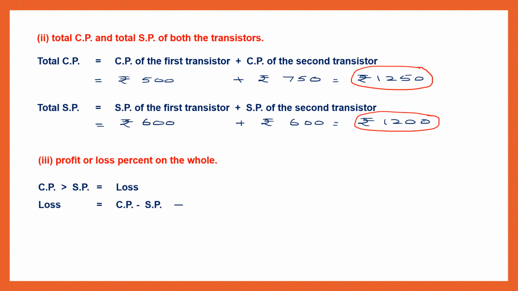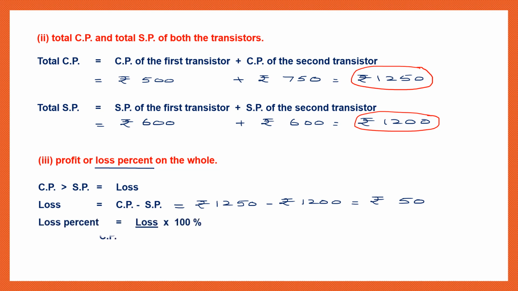Now cost price is how much? Rupees 1250 and selling price is 1200. So when you subtract the two, what do you get? 50 rupees. So the loss is 50 rupees. Now we are going to find the loss percent. So loss percent is loss divided by cost price into 100%. So here we'll write cost price here. Okay, so now let's find out.